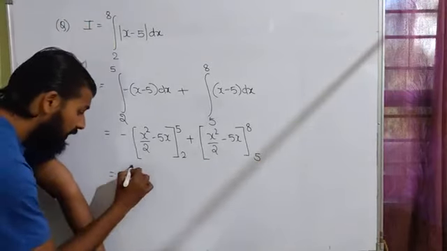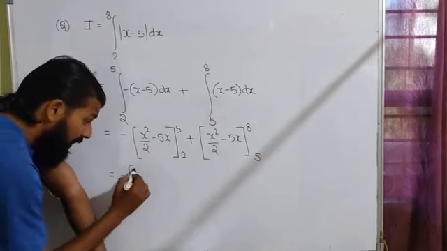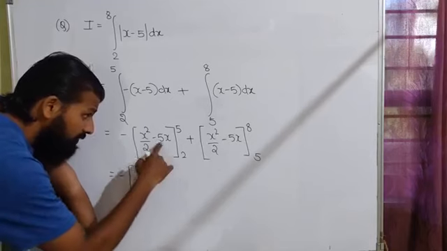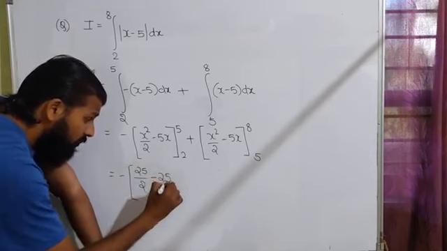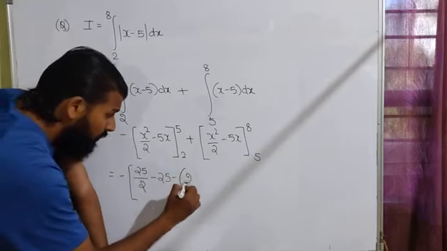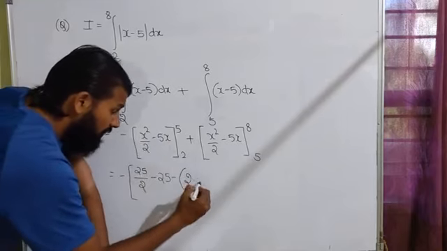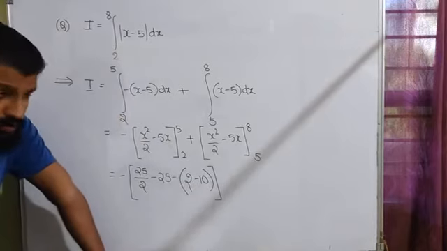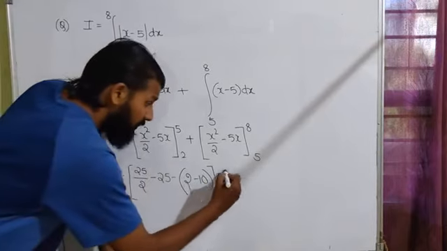So this will be negative of 5 square, which will be 25. So this will be 25 by 2, minus 5 5s are 25. So the upper limit is over. For the lower limit, 2 square is 4, 4 by 2 will be 2, minus 2 5s are 10. So upper limit and lower limit both are over for this integral that we calculated.